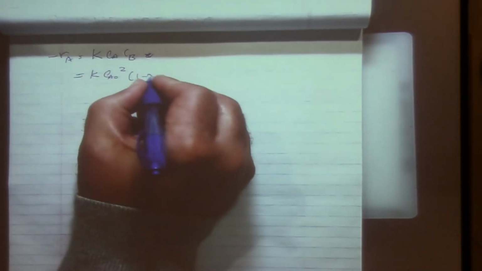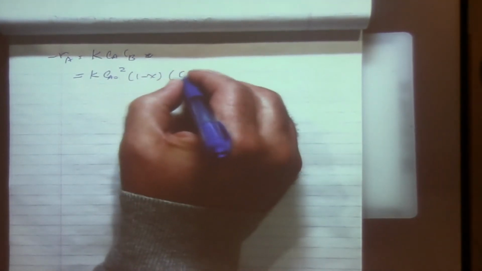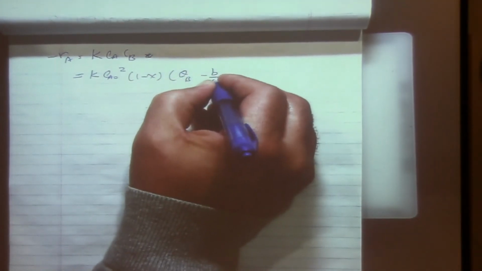So the reaction rate, minus rA, would be kA CA CB, and that would be kA CA0 squared (1 minus X) times (theta B minus b/a X).